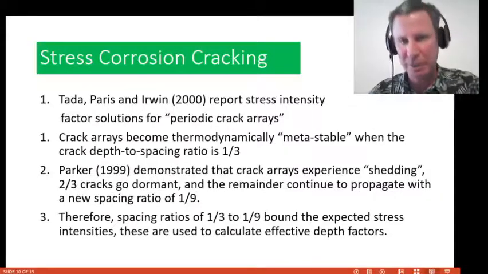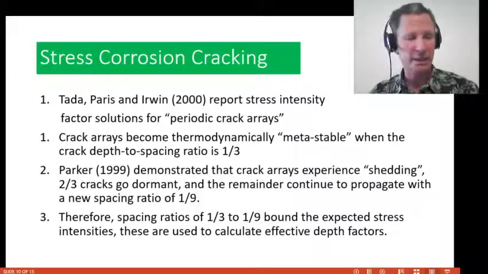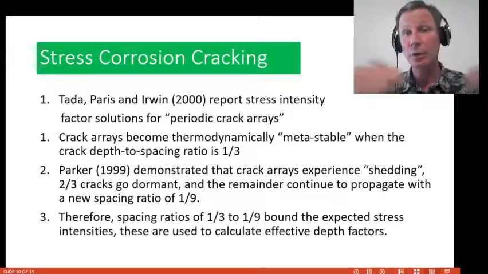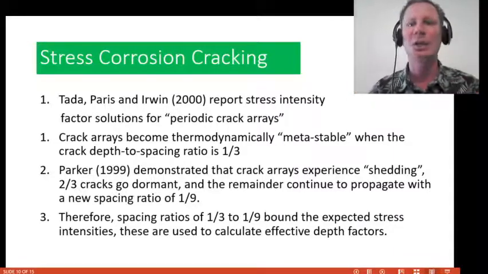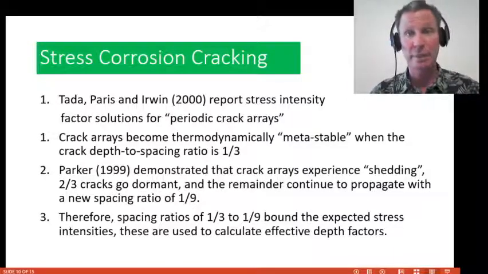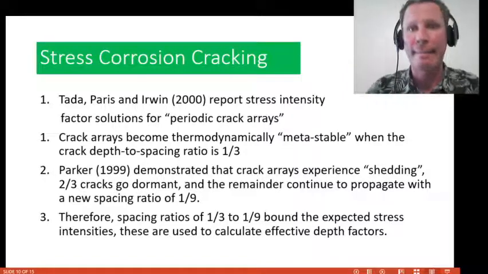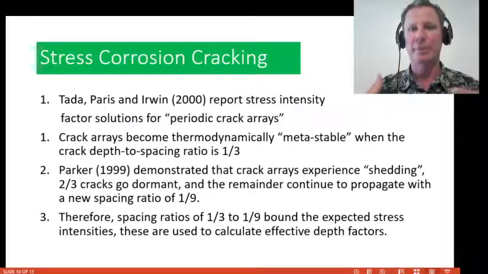Now, there's a very interesting paper out there by a fellow named Anthony Parker. He was doing some research work at one of the military colleges in England. And what he demonstrated, which is fascinating, is the cracks will grow until they have spacing of 1/3, and then they'll go dormant. But he recognized that there was a phenomenon that he called shedding, where 2/3 of those cracks will go dormant, but then 1/3 of the cracks, equally spaced, will remain live, and they'll continue to grow with a new spacing ratio until they also reach 1/3.